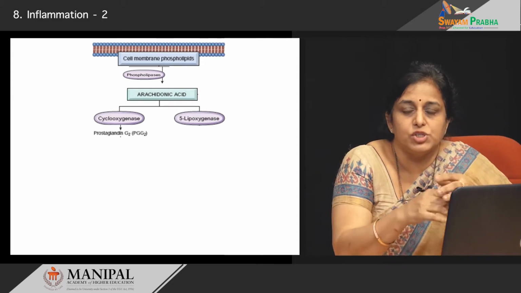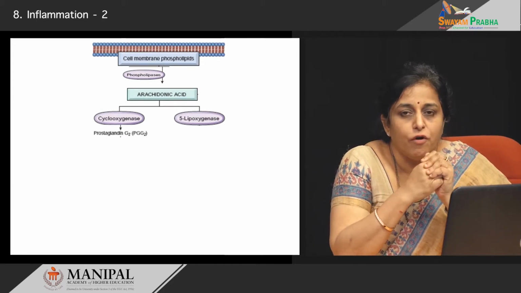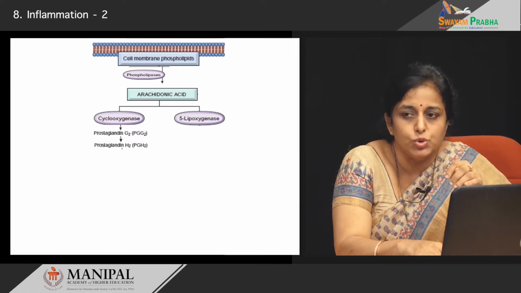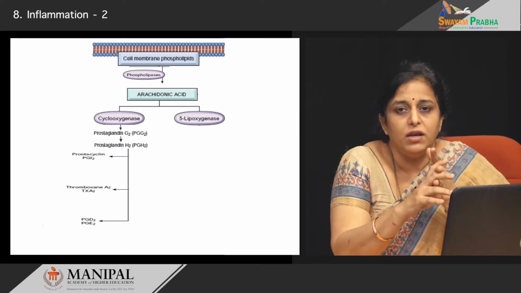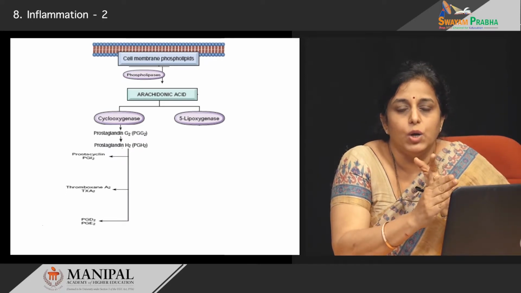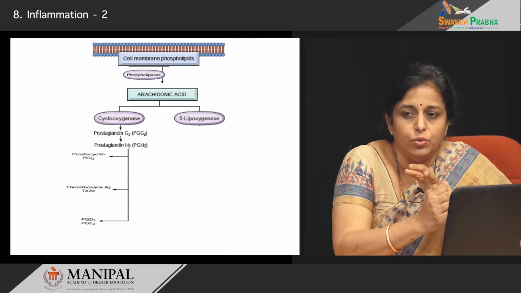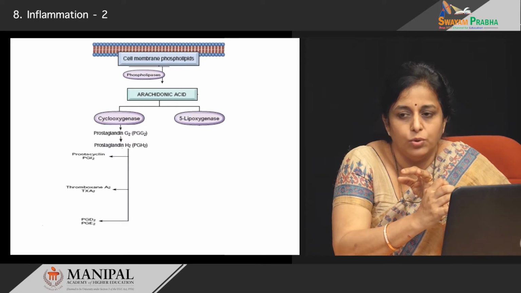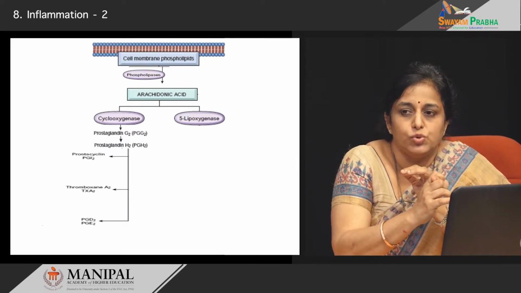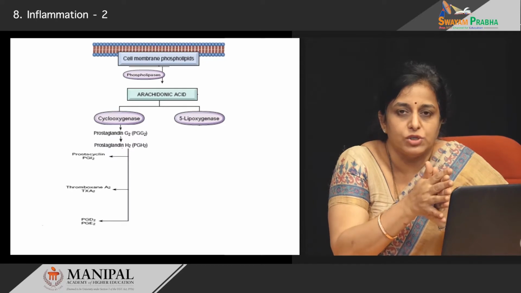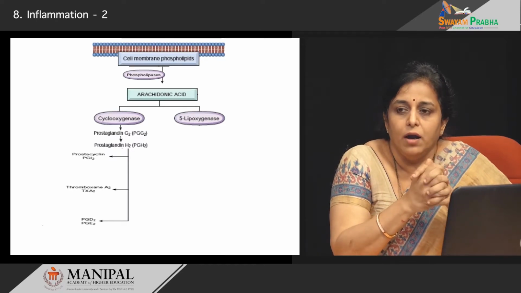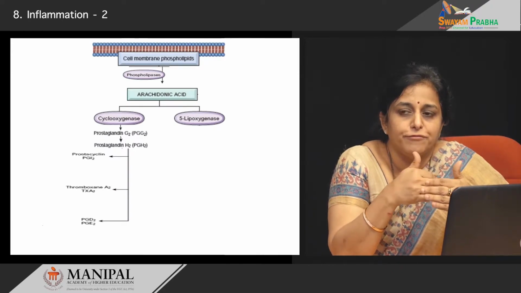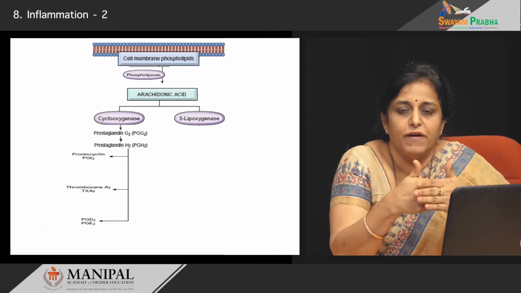Now, through the cyclooxygenase pathway, you have the generation of prostaglandin G2, which gets converted to prostaglandin H2, and then it gives rise to three further potent chemical mediators, which are prostacyclin or PGI2, thromboxane A2 or TXA2, and PGD2 and PGE2. So, this is the pathway for the cyclooxygenase route.